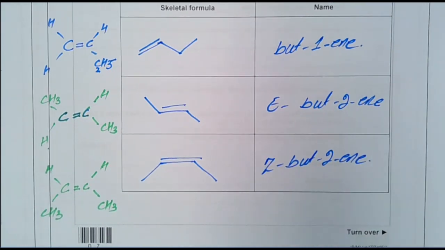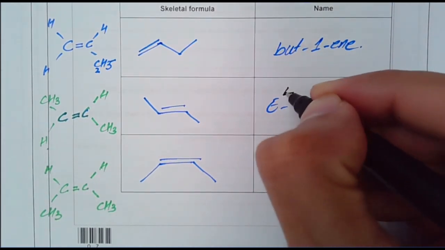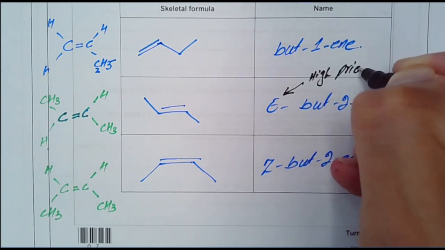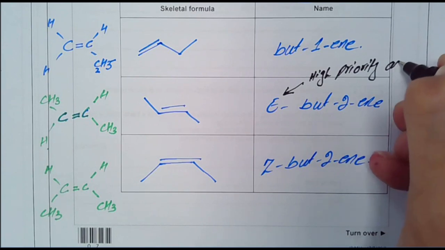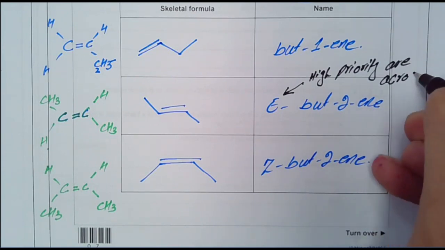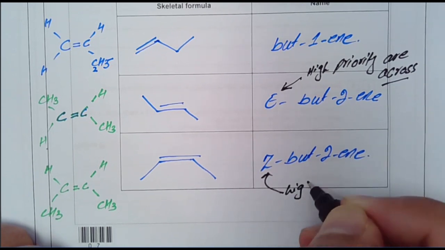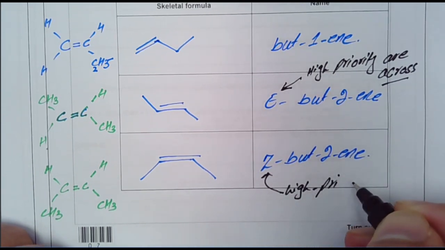Why is this E? Because high priority groups are across. Here, high priority groups are on the same side.